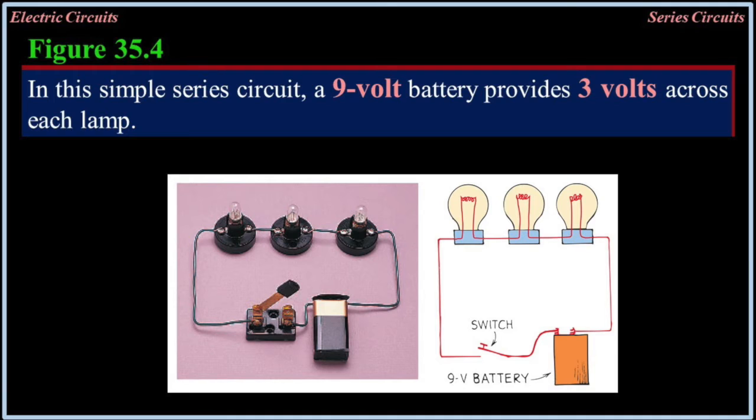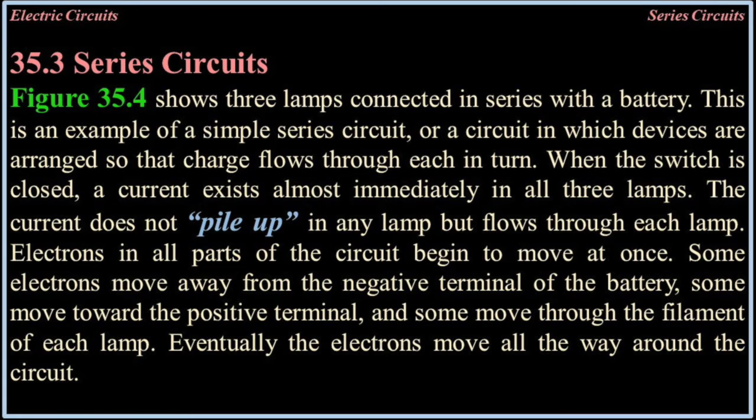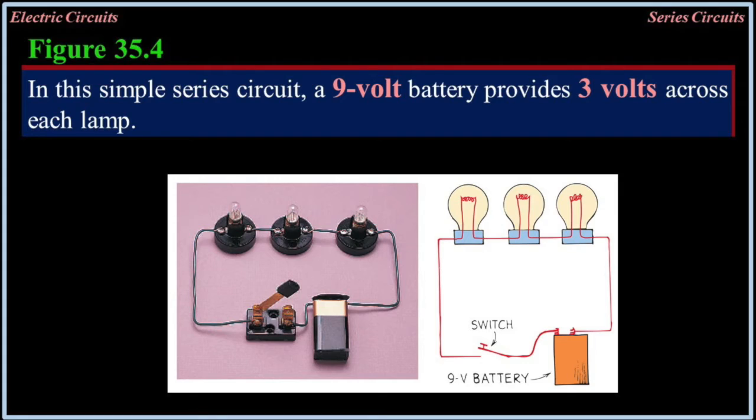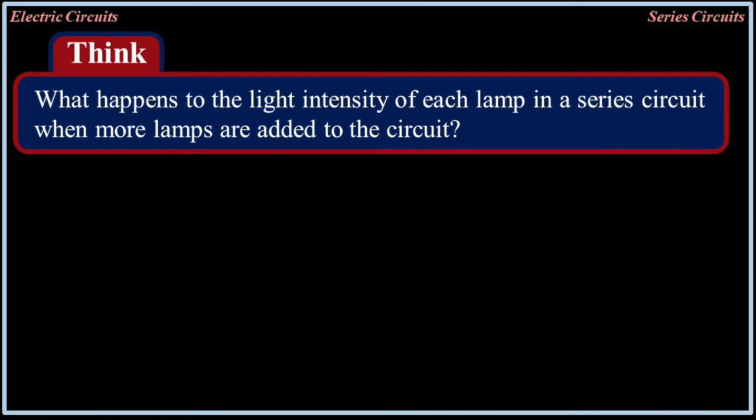Some electrons move away from the negative terminal of the battery, some move towards the positive terminal, and some move through the filament of each lamp. Eventually, the electrons move all the way around the circuit. Figure 35.4: In a simple series circuit, a 9-volt battery provides 3 volts across each lamp.